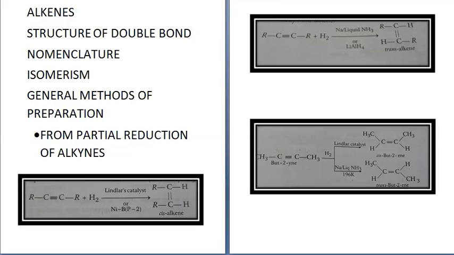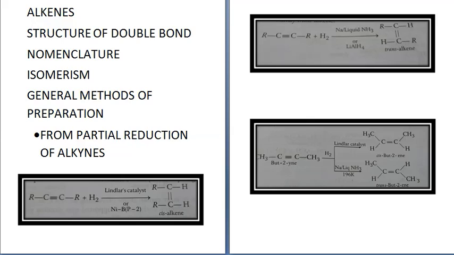Children, I hope you have gone through my previous video, and today we will continue further. Today in the chapter Hydrocarbons, we are going to study about alkenes. Alkenes are unsaturated hydrocarbons with at least one double bond. They are also known as olefins.